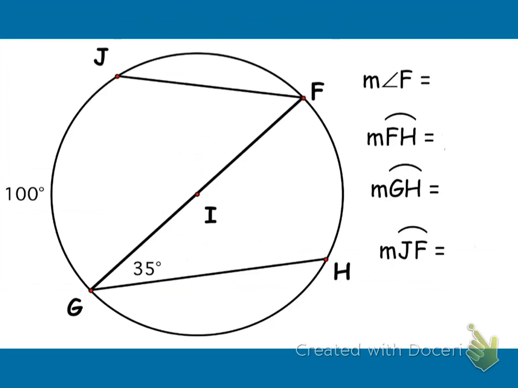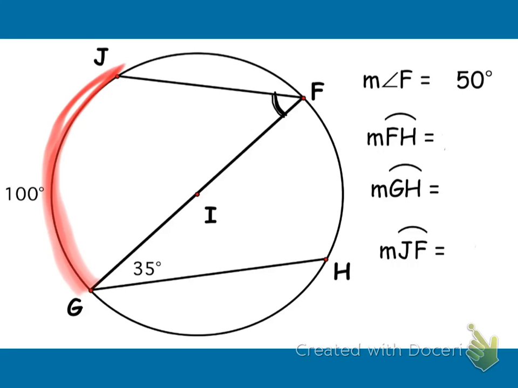Okay, moving forward. With all that new knowledge that we just gained, let's look at this diagram here. What's the measure of angle F right here? Well, is this an inscribed angle or a central angle? Because our vertex is on the circle and the legs of the angle are chords, it is an inscribed angle. Since it's an inscribed angle, it is half of the intercepted arc, which is right here, given to us as 100. So since it's half of 100, angle F must measure 50 degrees.